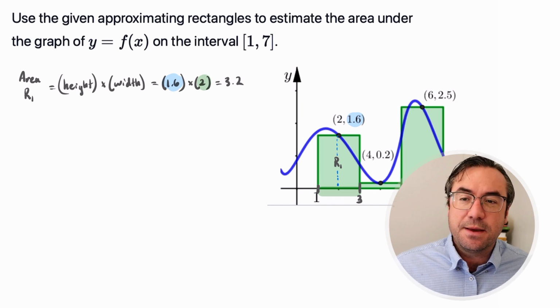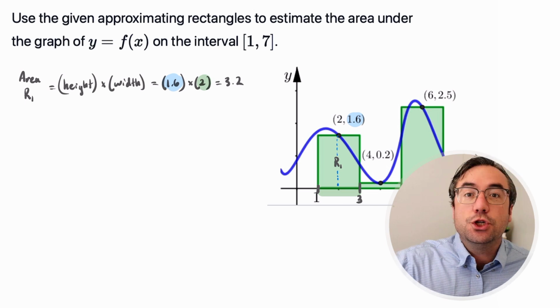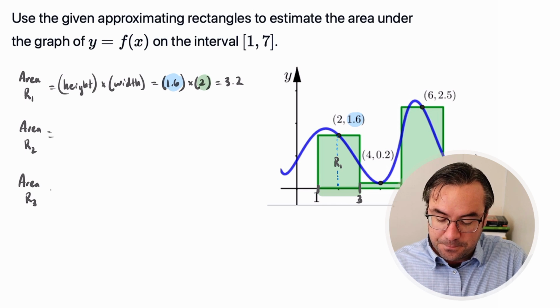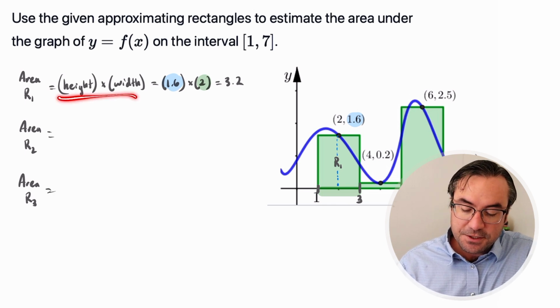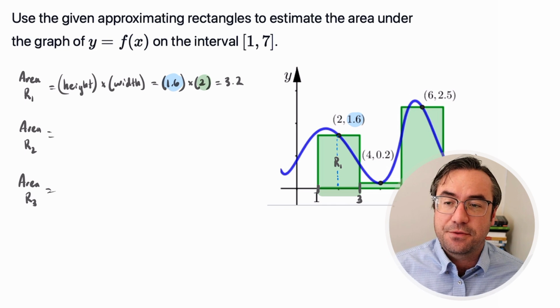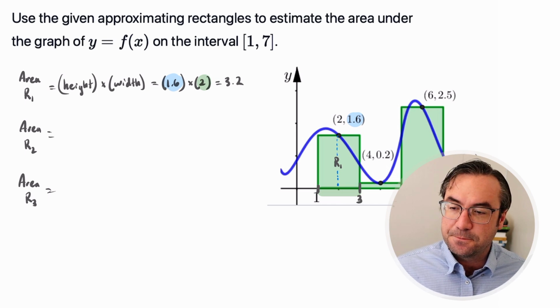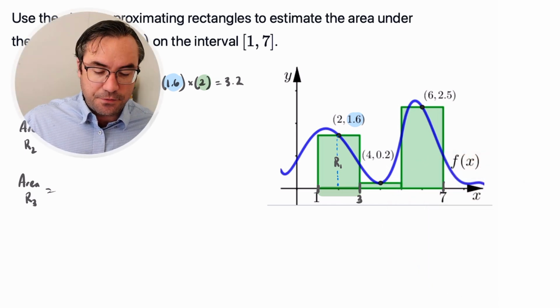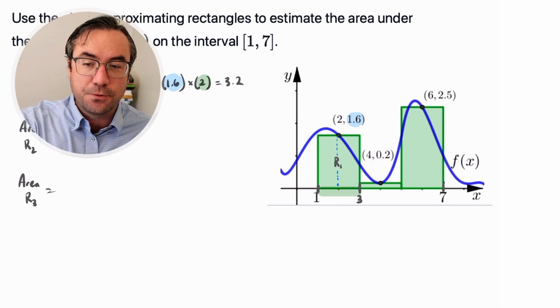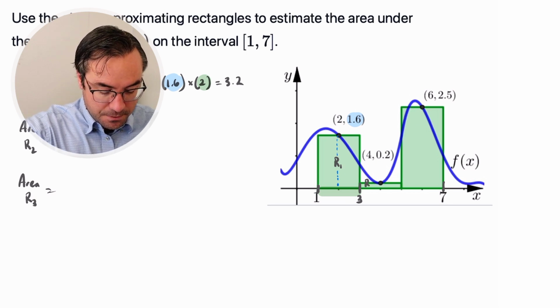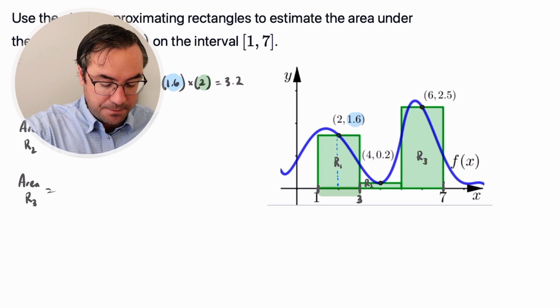So now we just play this game for the other two rectangles. We'll figure out the area for rectangle R2, and then we'll figure out the area for rectangle R3. And because these are rectangles, it's always going to be height times width. So if we look at our graph, let's figure out the height for those other two rectangles. So we've got R2, and then we've got R3.